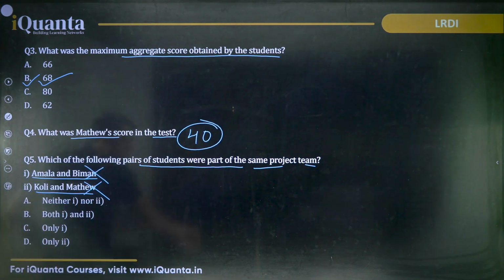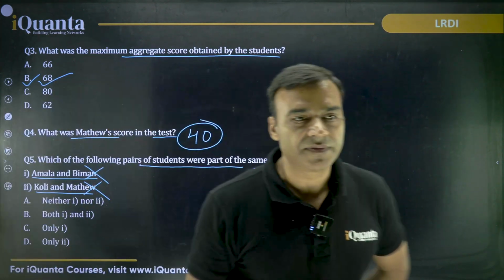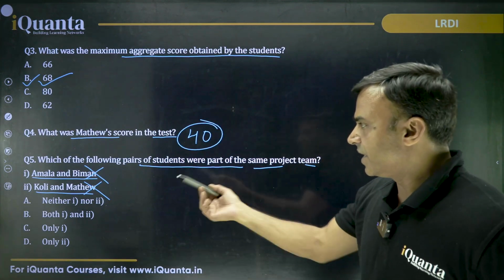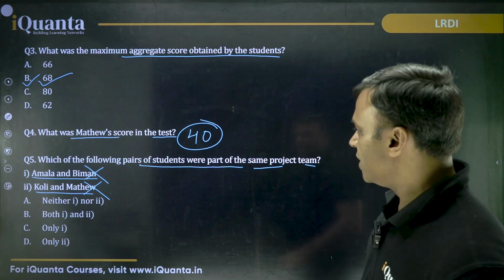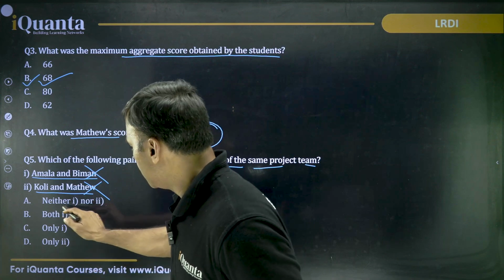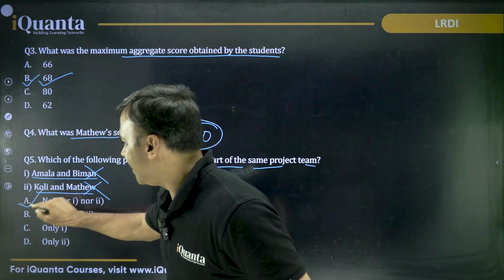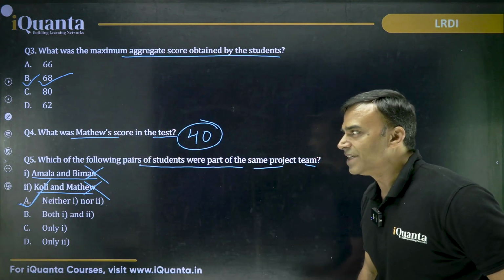Okay, so once you have that entire derivation in front of you on your sheet, you can check everything. So what is the answer of this question? None of them. Neither one nor two. Option A. Right? Such a beautiful set comes to an end.